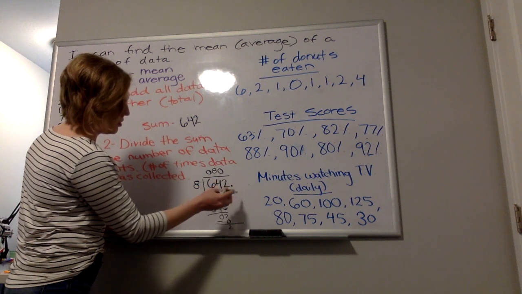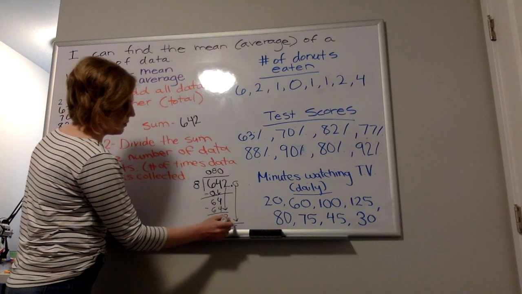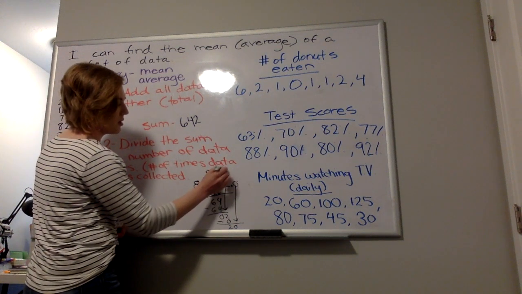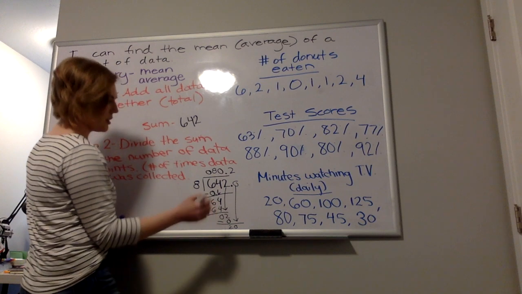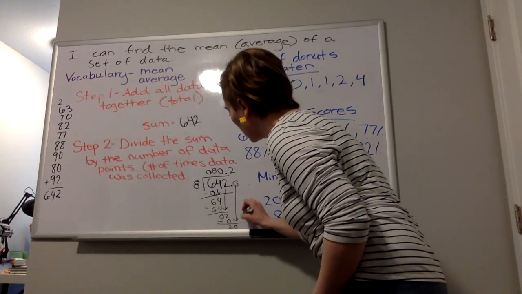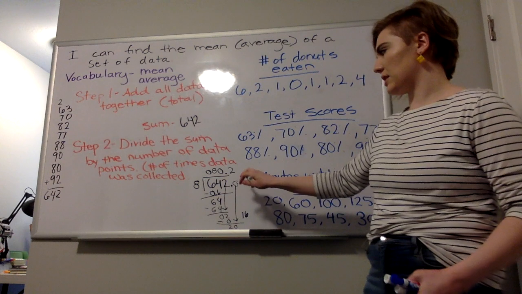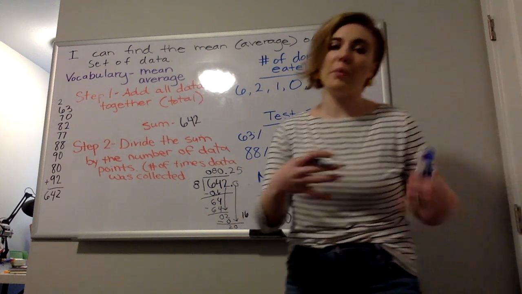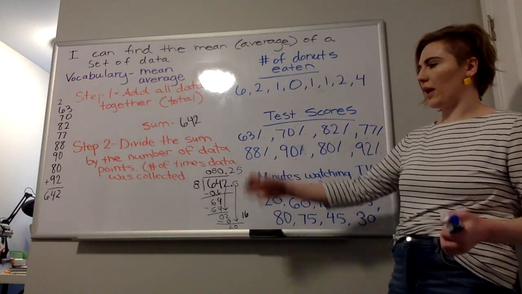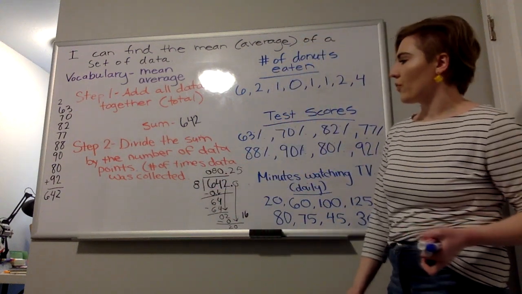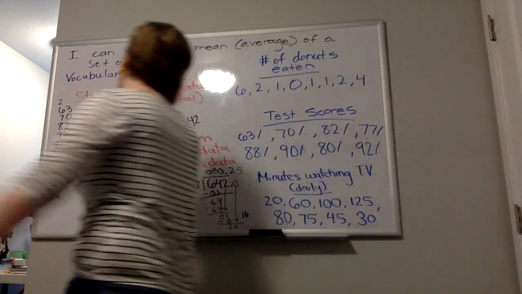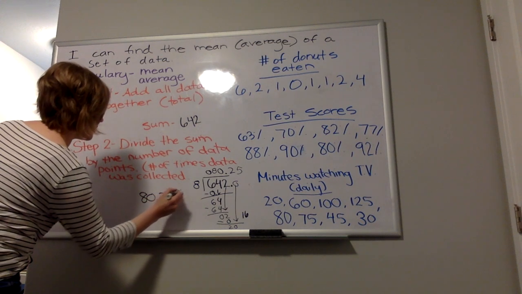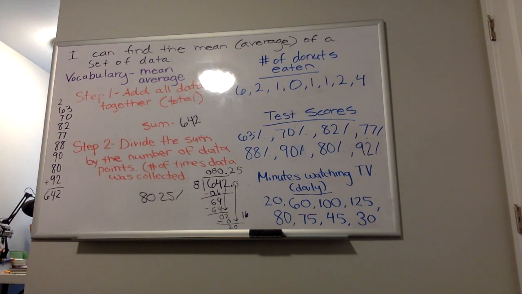Then we get 2, and then we bring down another 0, and 8 goes into 20 2 times. We get 16. I'm just going to do this. We get 16, and it's going to be 40, and it'll end up being 80.25. I'm rushing it a little bit, but if you were to do the division, you would get 80.25. So we know that the average score was 80.25%. Okay?